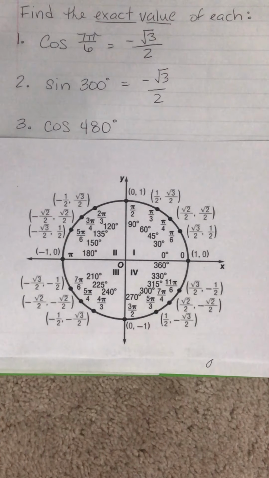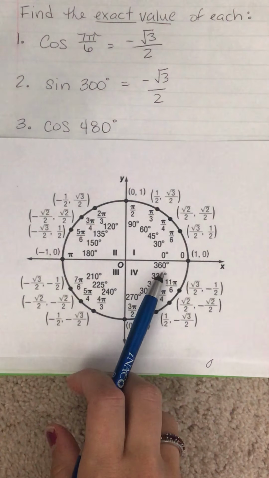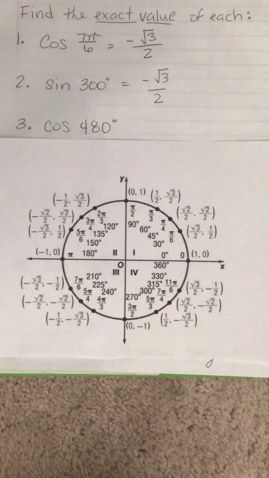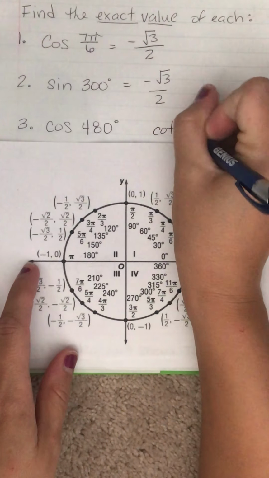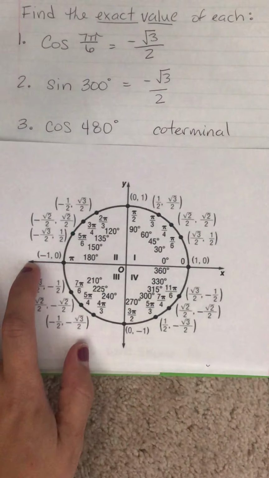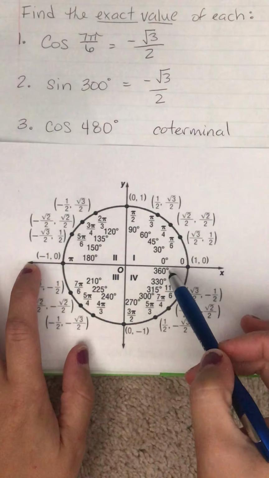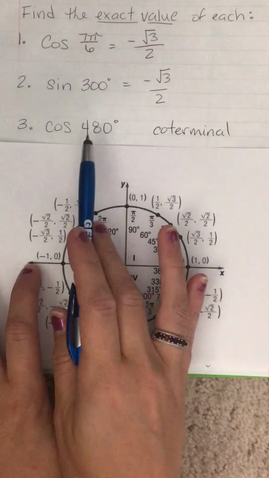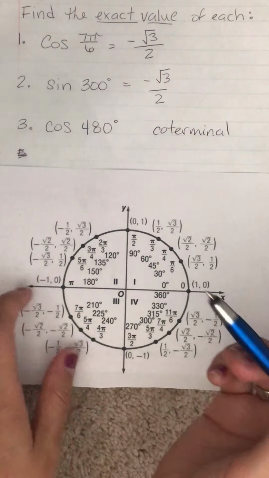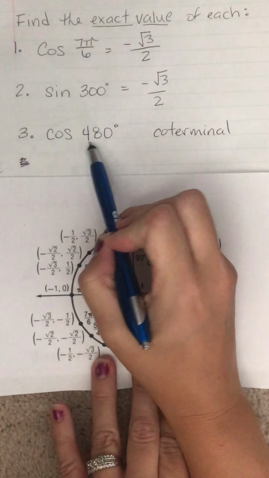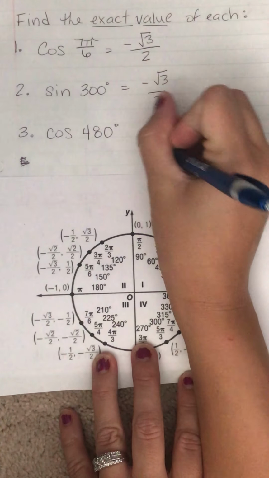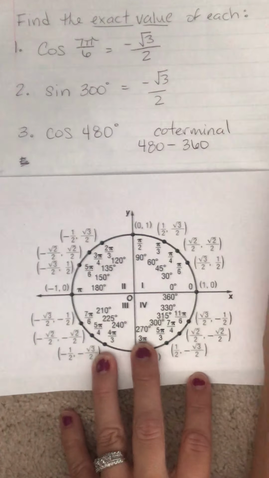Number 3: cosine of 480 degrees. 480 is bigger than 360, so we have to think back to an assignment we did a little while ago using what are called coterminal angles. Coterminal angles have the same angle in standard position. So what we have to do is essentially find the coterminal angle, and to do that, because it's bigger than 360, we would subtract 360.